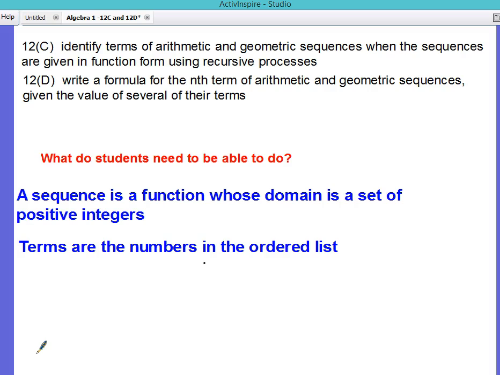So before we begin talking about sequences, let's define two of those terms up there. A sequence is a function whose domain is a set of positive integers. So right there, a sequence is a function. That should not scare us. I think that actually should make some of us feel comfortable. And terms are numbers in the ordered list. So let's talk about arithmetic and geometric sequences.